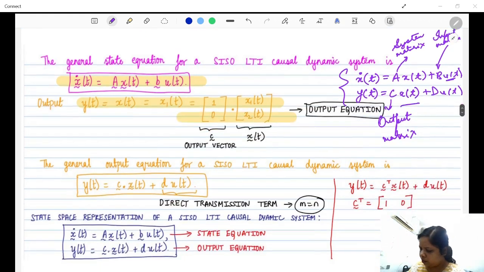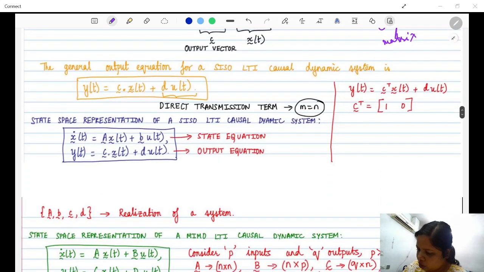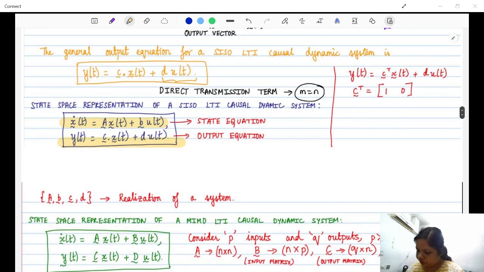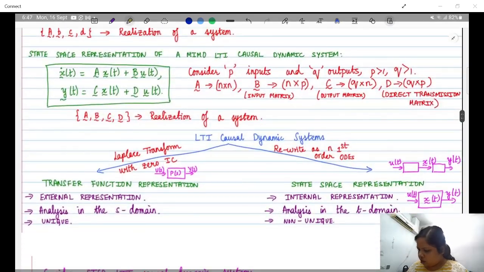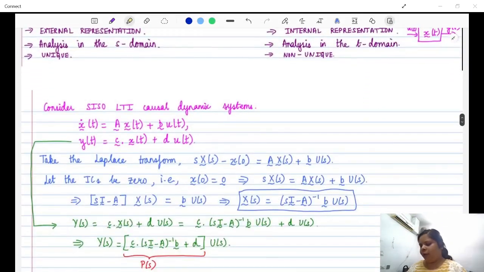We'll have the questions now, but essentially what is important is this. Remember this: x dot t is equal to Ax(t) plus Bu(t), y(t) is Cx(t) plus Du(t). We'll be mostly finding out all the matrices A, B, C, and D and giving the answers. Okay, now see, let's say this is a SISO LTI causal dynamic system. It is given by both of these equations.